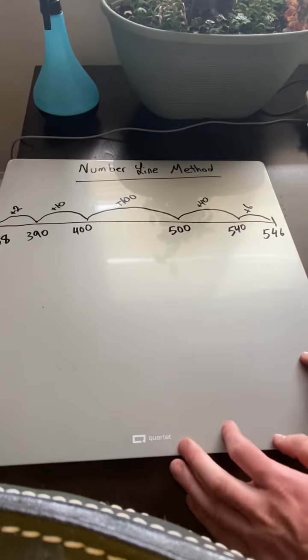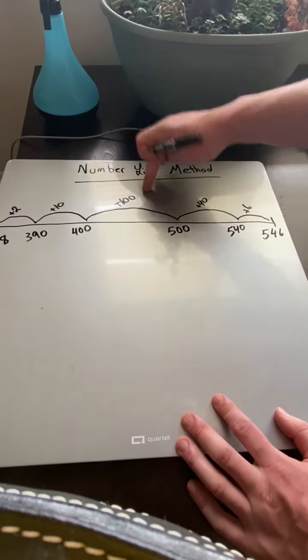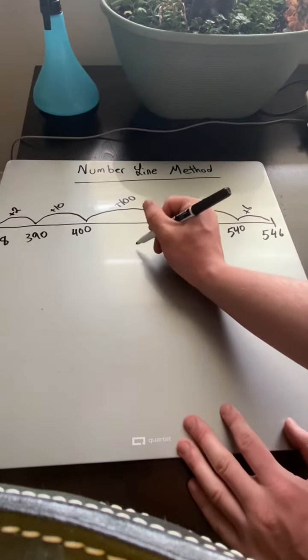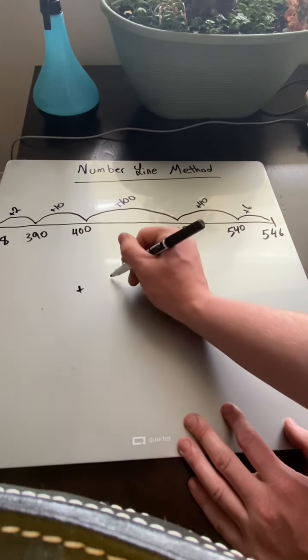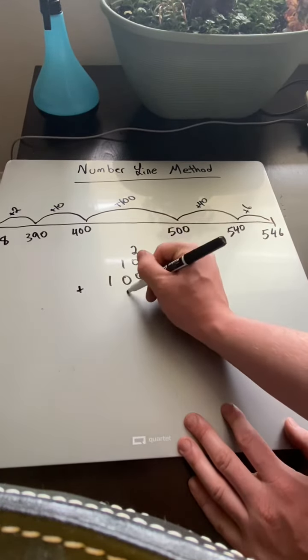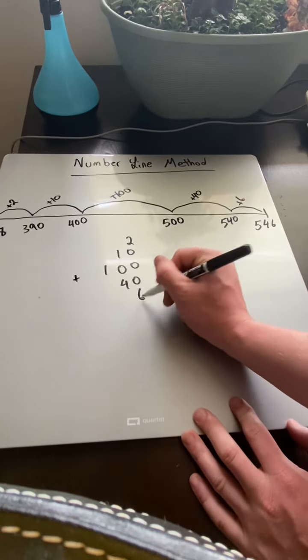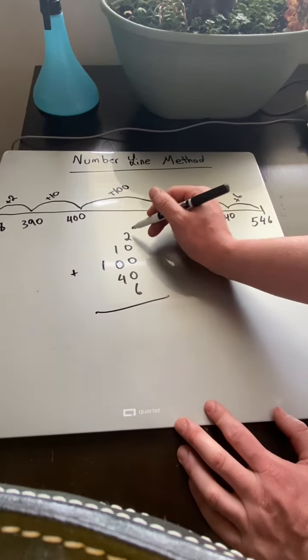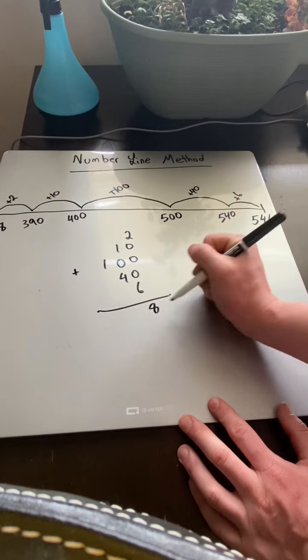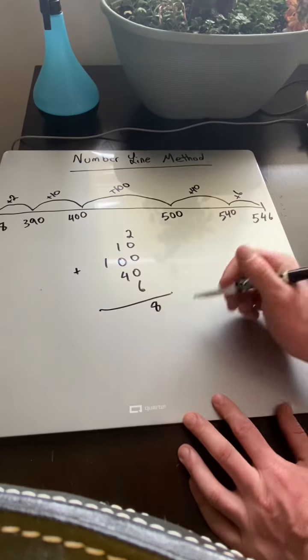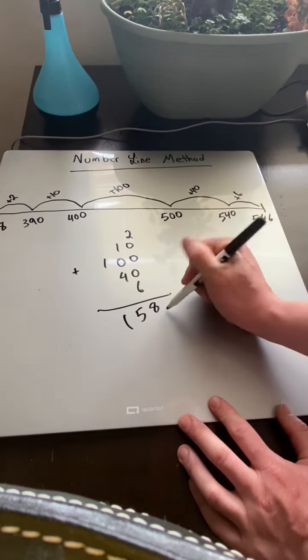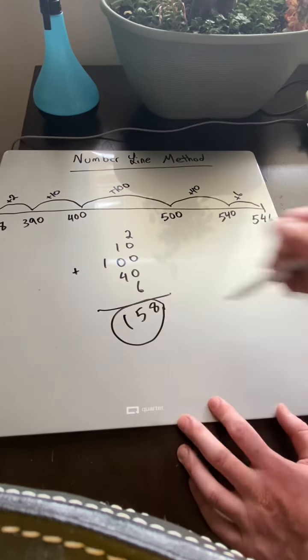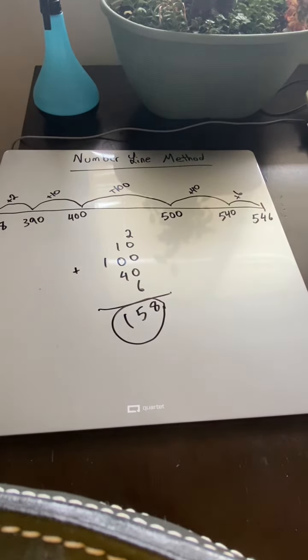Now, all we're going to do is add up these numbers. So we have 2 plus 10 plus 100 plus 40 plus 6. Add them all up. 2 plus 6 ones equals 8 ones. 1 plus 4 tens is 5 tens, and then 100. And there's our answer. Same as all the other ones, 158.